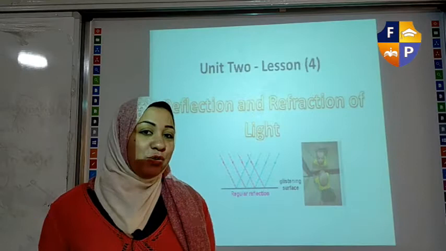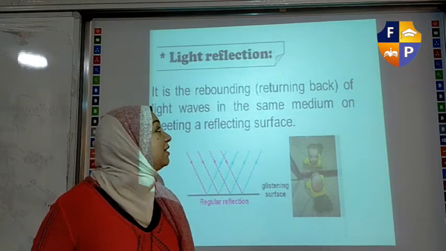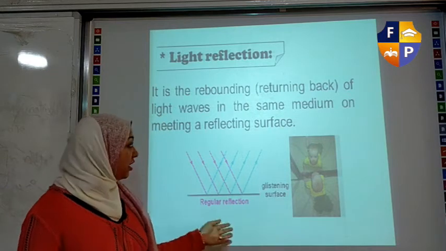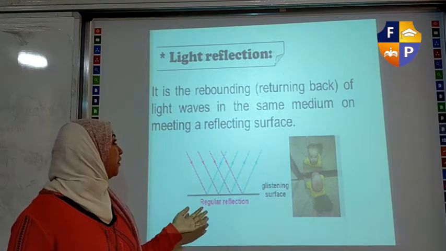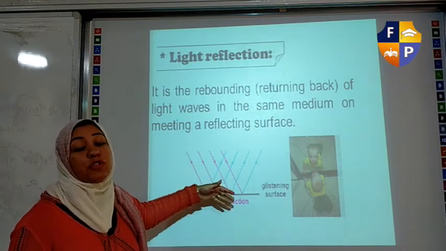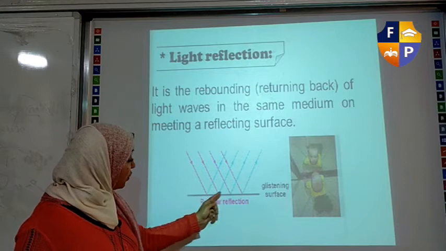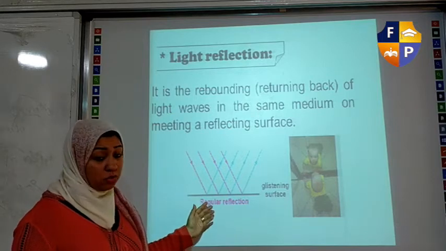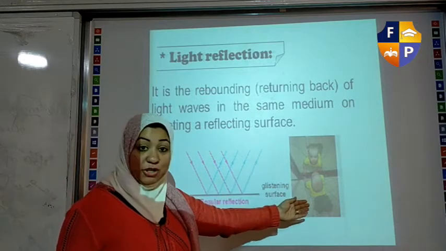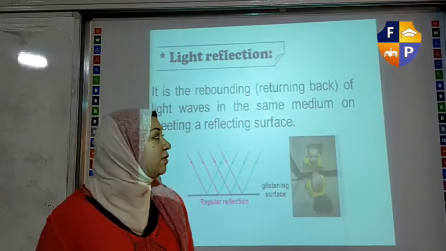Reflection and the refraction of the light. First, we are going to know what I mean by light reflection. Light reflection, if you remember from Primary 5, is the returning back of the light rays when they fall on a smooth surface. So, this is a light ray when it falls on a regular or smooth surface like the mirror in this picture. The boy can see his image due to the regular reflection.